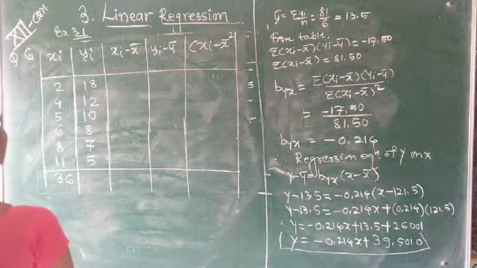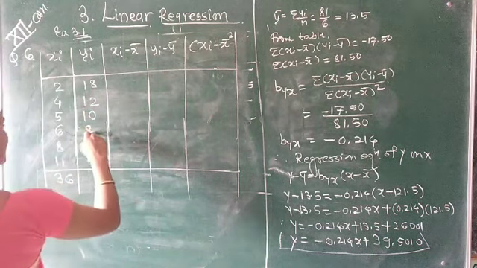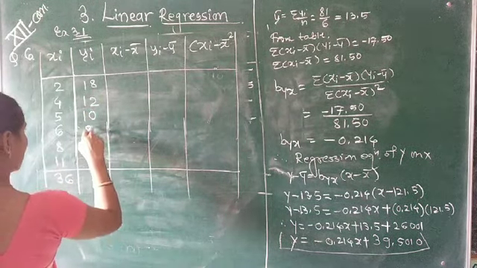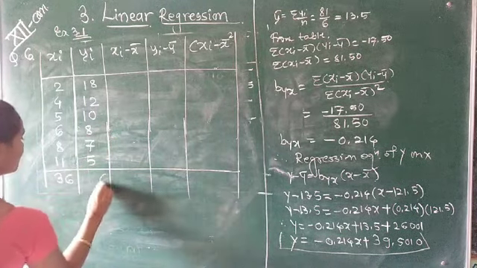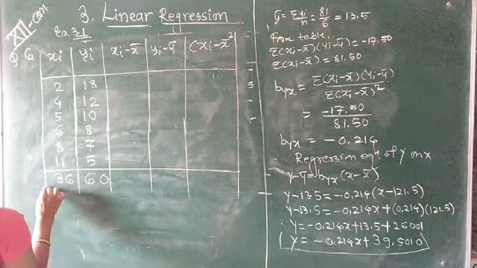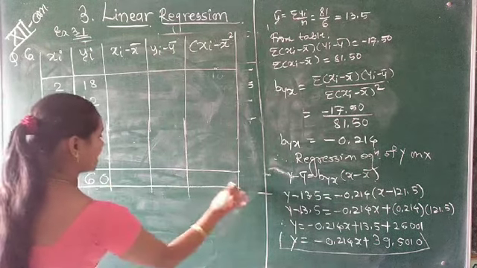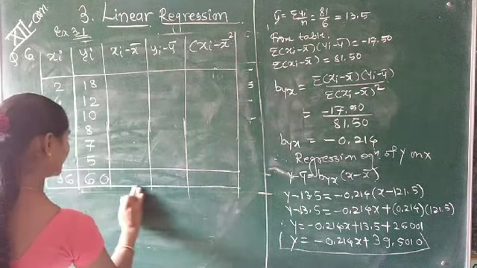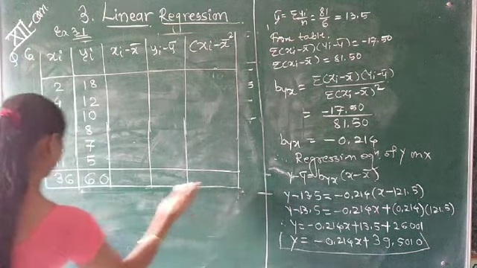Now the next one: 8 and 2 are 10, 10 plus 15 is 25, plus 5 is 30, carry 3, 3 sixes are 60. So here we get the sum of x and y. From this we find its mean, x bar and y bar.